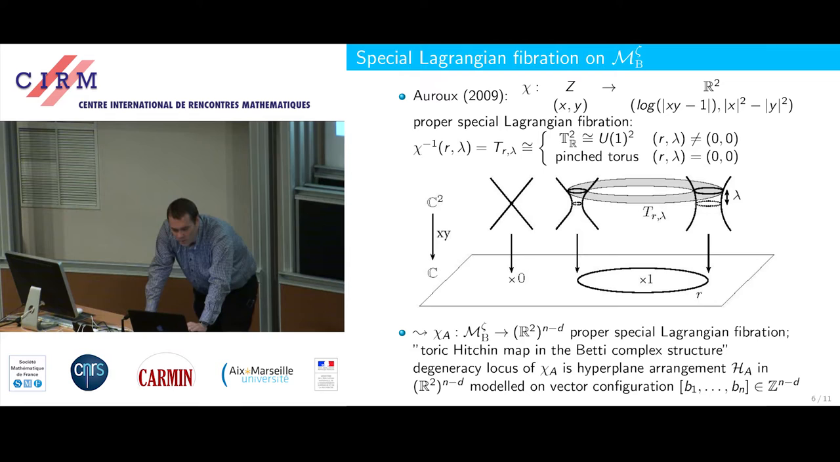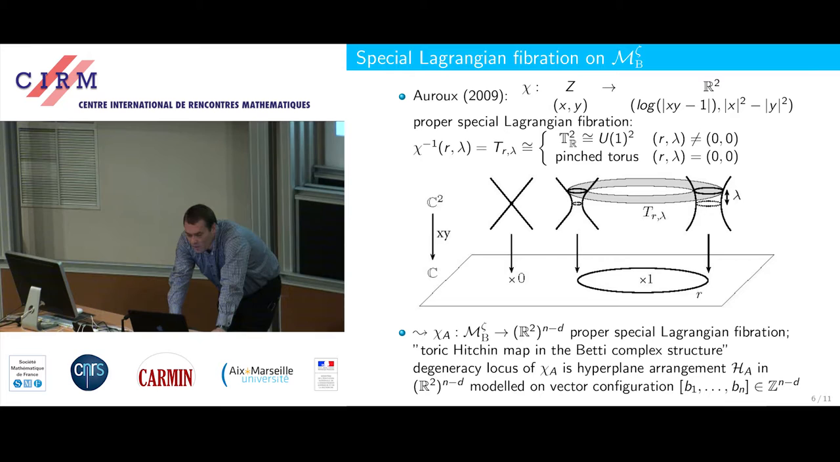To understand this topology, and this is crucial for this talk, I would like to explain this a little bit more. So you take the map from C2 to C, this x times y. First you think about the fibers: the generic fiber is a conic, when x times y doesn't equal zero, and when it equals zero, you get these two lines. So that's the general form of this fibration. And then in C2, in that Z, we remove the fiber over 1, x times y equals 1. So you should imagine Z is everything here in C2 except the fiber over 1.